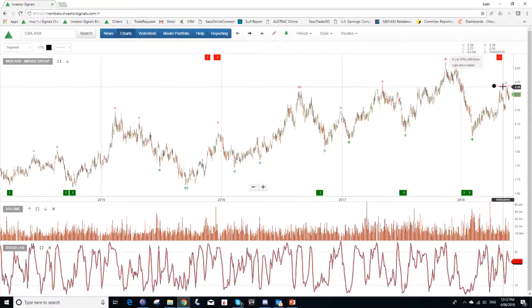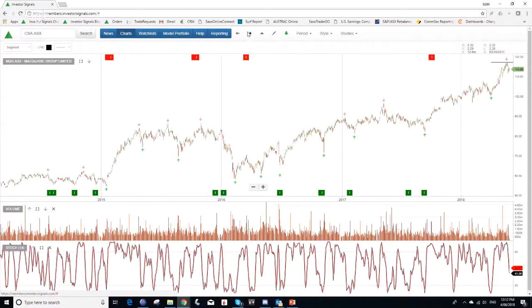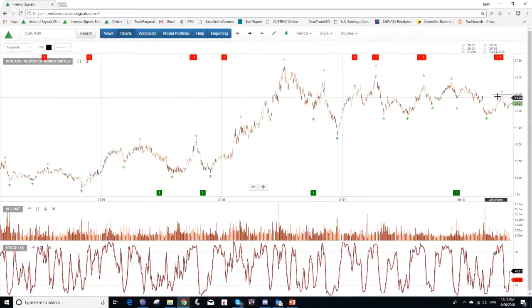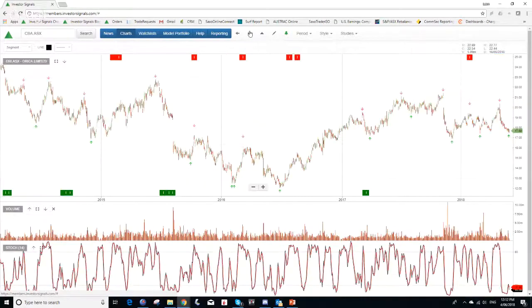So Mirvac Group, you can see their sell conditions. So as the stock maybe trades back up towards that high, you could have a think about that on the short side. National Australia Bank, so we had the sell signal there at $30. It's now at $26. Newcrest at the moment, so we're just mindful of the lower high formation there at $22.